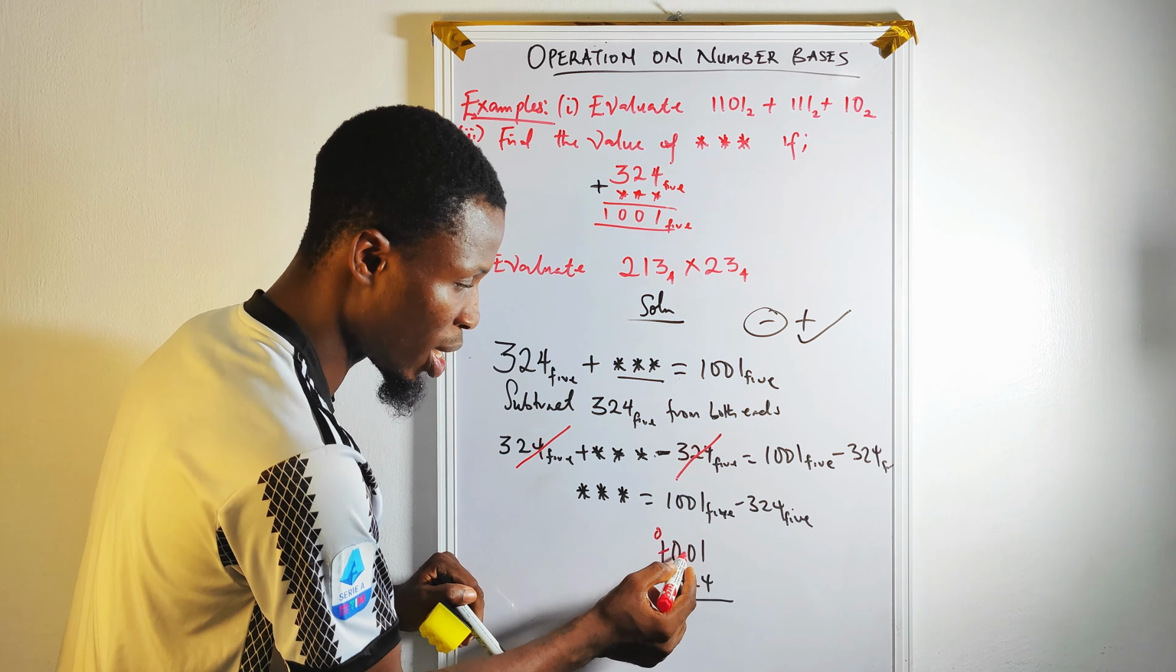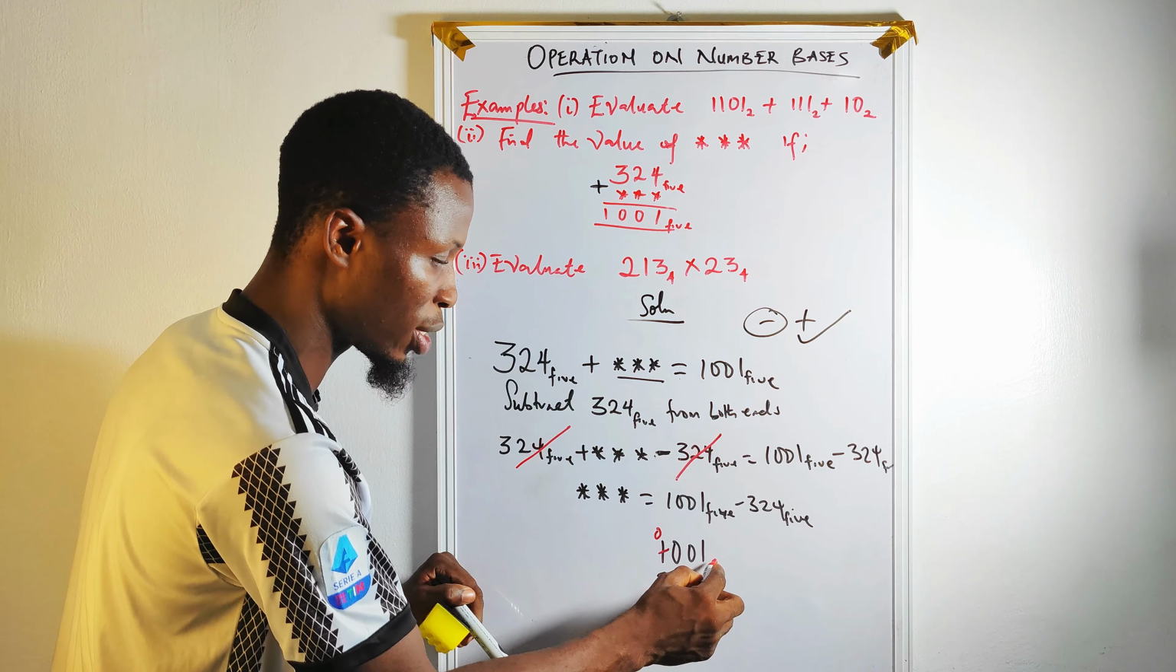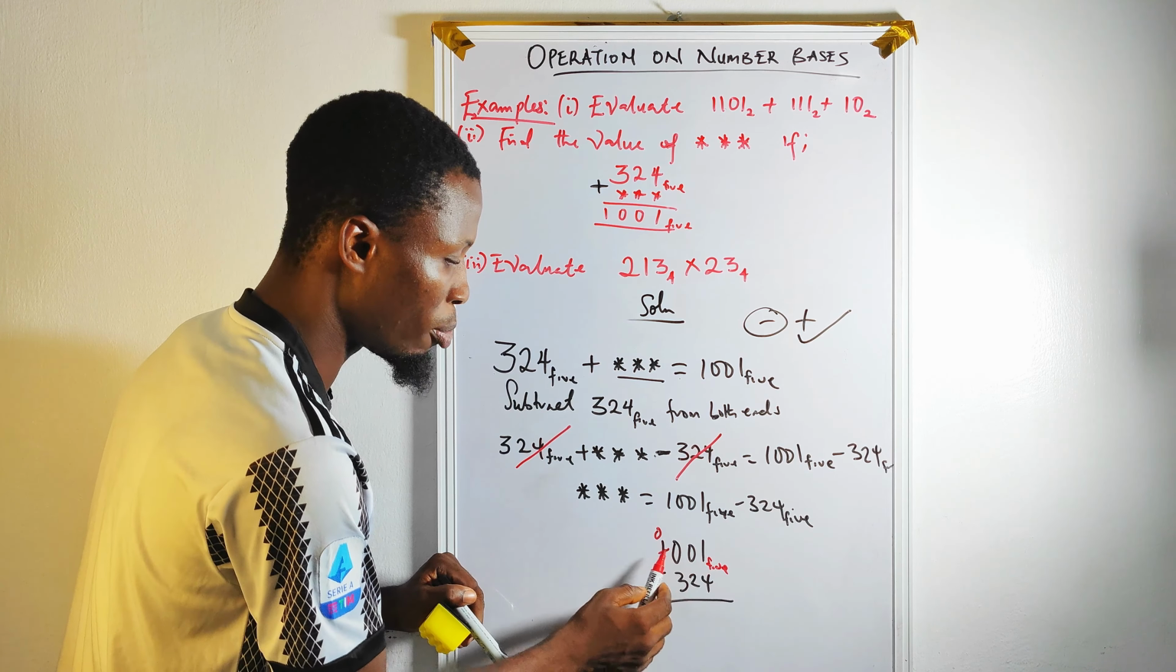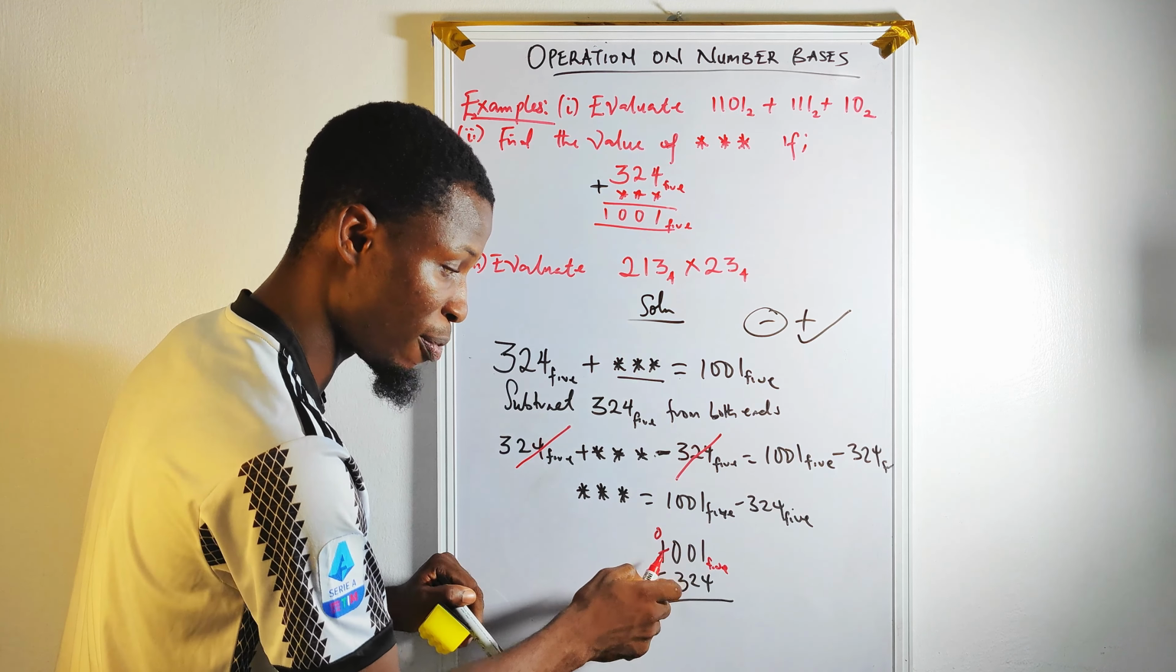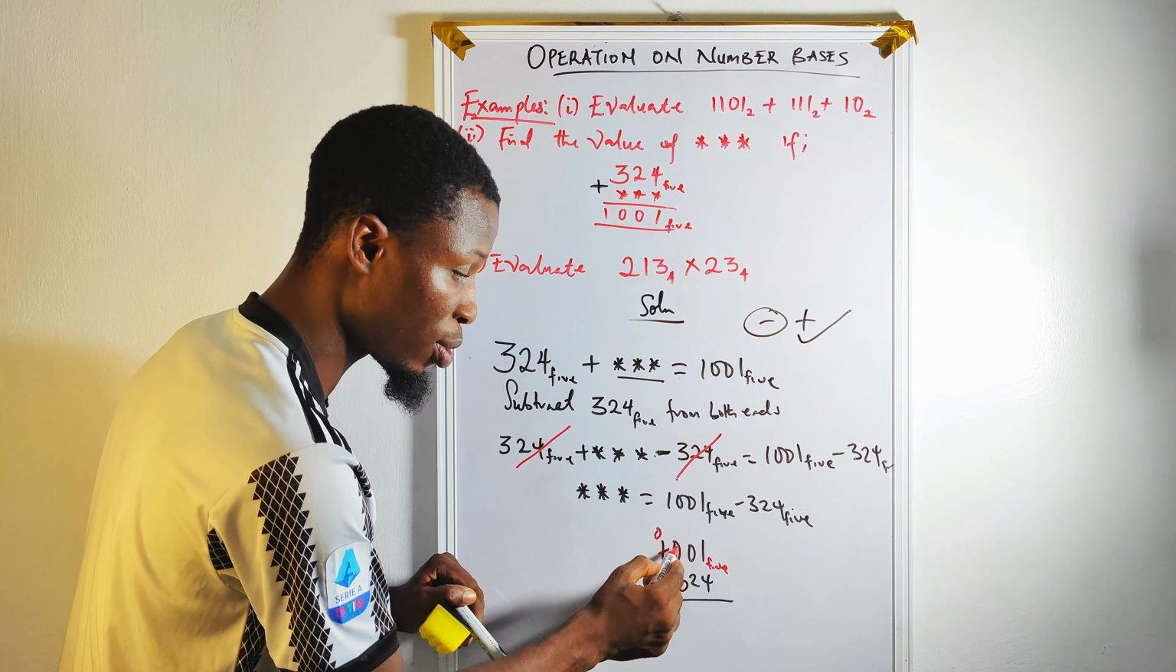If you borrow 1 from here, don't forget that we are in what? Base 5. Any number that is borrowed becomes 5. You have borrowed 1 from it, it's becoming 5. So 5 plus 0 is 5.